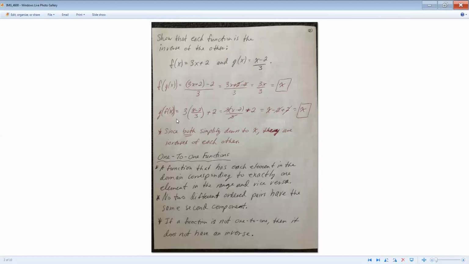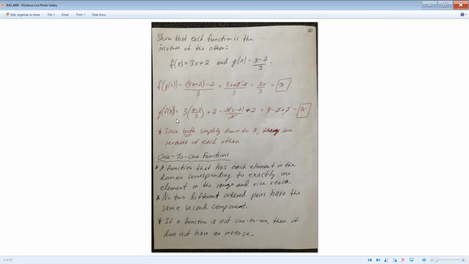Then I have to take f and plug it into g. Remember, they both have to reduce down to x. If one does it and the other one doesn't, then they are not inverses of each other. When you take g and plug it into f, it reduces down to x, and you take f and plug it into g, it reduces down to x. That solidifies that they are inverses of each other.